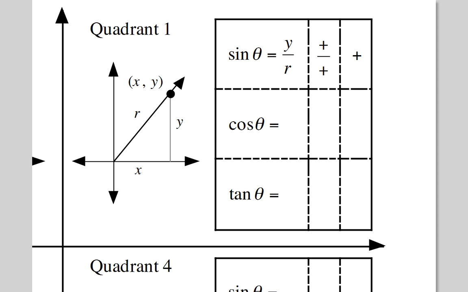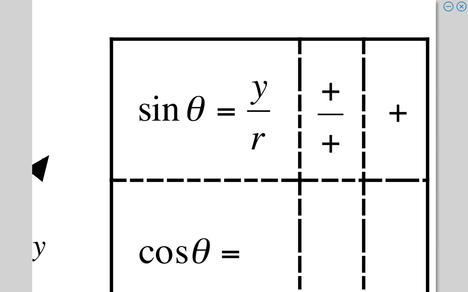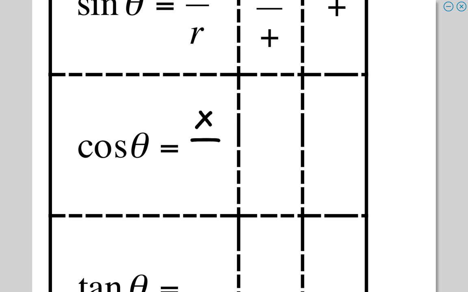So then what we want to do is draw a conclusion about the sine, cos, and tangent ratios. So if sine is equivalent to y divided by r, and we know that y and r are both positive, then we know that this sine theta is going to also be positive. Does that make sense? And cos theta for quadrant 1 is also going to have a positive over a positive, which is positive.